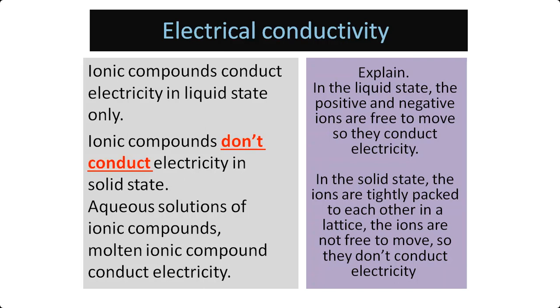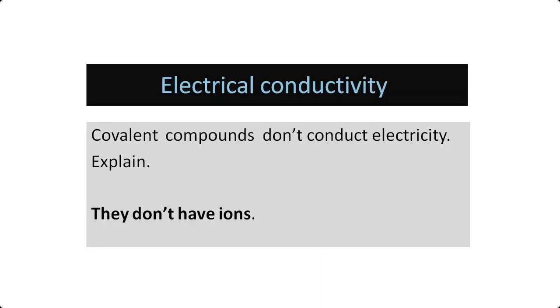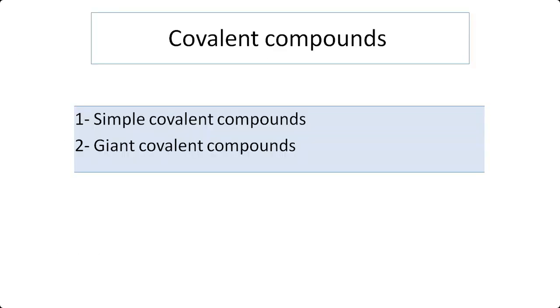The other way is to make an aqueous solution. Aqueous solution means you dissolve these ionic compounds in water and then apply a voltage, and they will conduct electricity perfectly. Covalent compounds do not conduct electricity because they don't have any ions. We told you before that all ionic compounds are giant structures, but they're not the same as in covalent. Covalent compounds can be simple covalent compounds and can be giant covalent compounds.